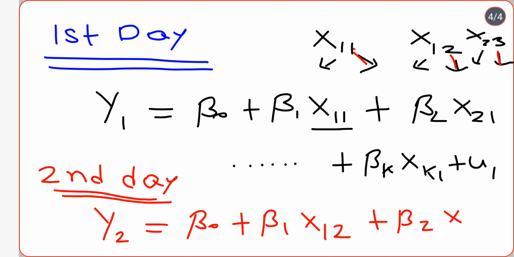x22. This x12 is nothing but the price of the potato on the second day. This x22 is nothing but the price of the onion on the second day. At last this beta k xk2. So this xk2 is denoting the production of the potato on the second day that we have obtained.